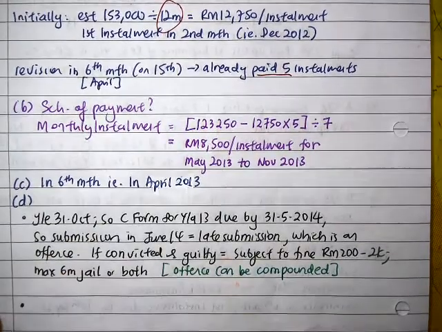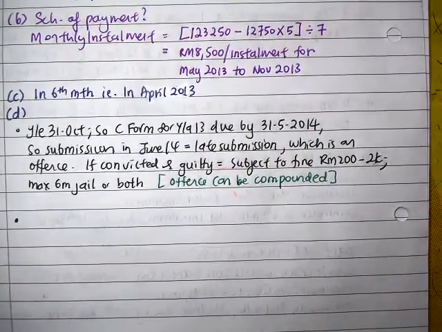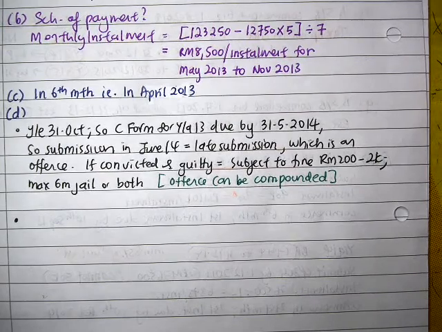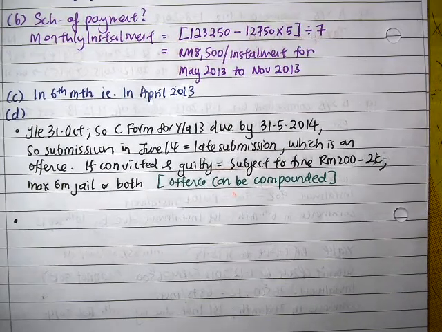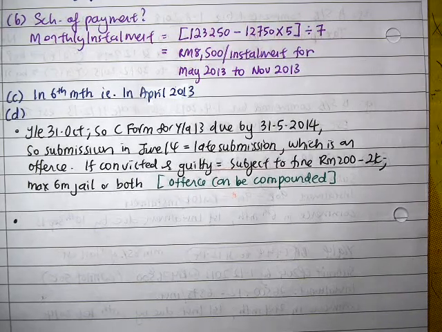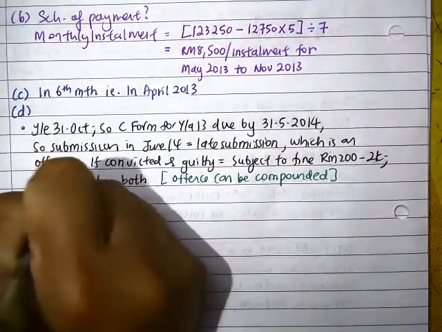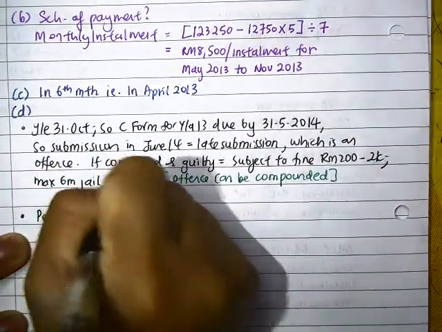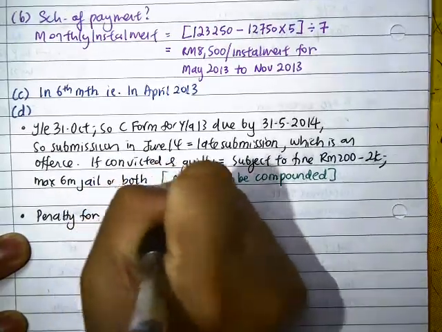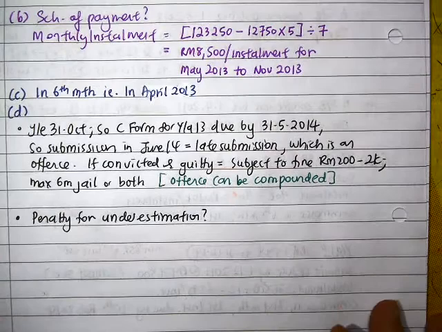Okay, number 2. Looks like the amount of tax you have, 175, is higher than the 123,250. So I don't know whether you get a penalty or not for underestimation. That's why you work it out. Okay, we check. Would there be a penalty for underestimation?